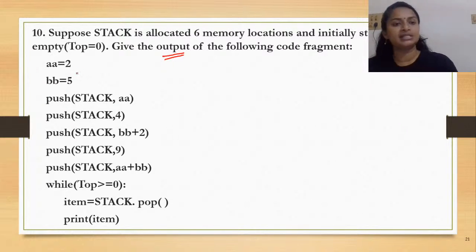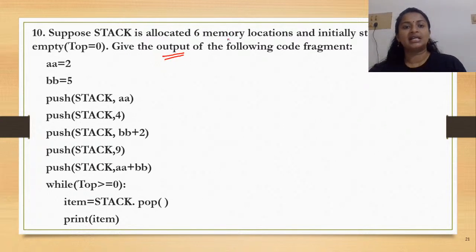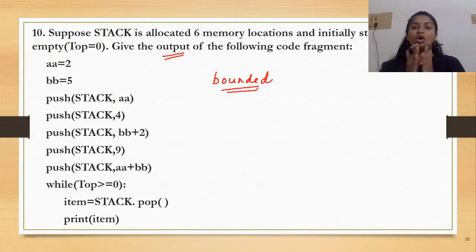Now the question asked is, suppose a stack is allocated 6 memory locations. Okay, so we are talking about a bounded capacity stack. Now what is a bounded capacity? Bounded means you are telling a restriction to the given data structure. Now, if you have a restriction, that means only that many values can be stored inside your data structure.